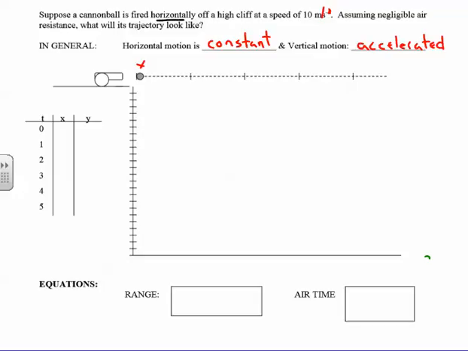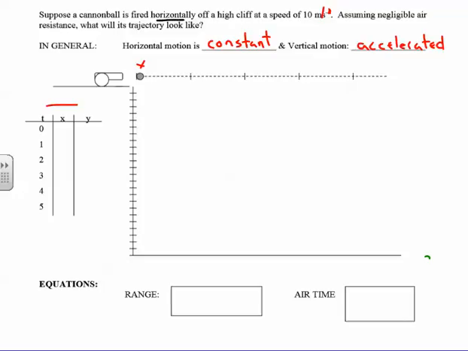All right? So we have two very different types of motions in the directions. Forward, it's constant. Vertical, it's accelerated. So when we go to calculate where it is at different times, we have to be careful. So let's turn our attention to this chart right over here. Okay, I've got times 0 through 5, and we want to see where it is horizontally and where it is vertically. Plot the cannonball at those places, and then put it all together.